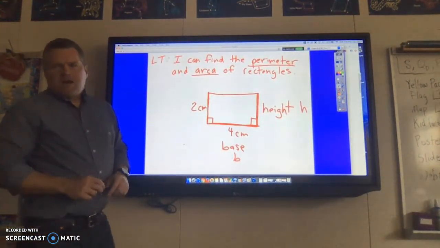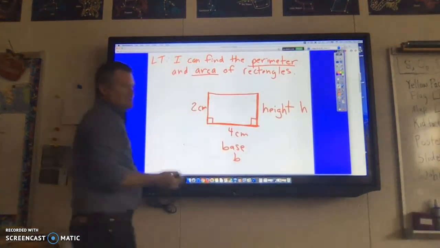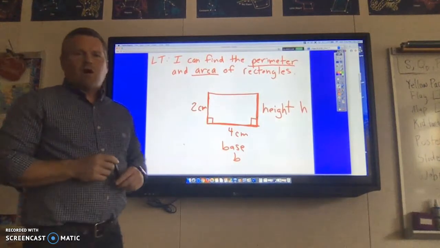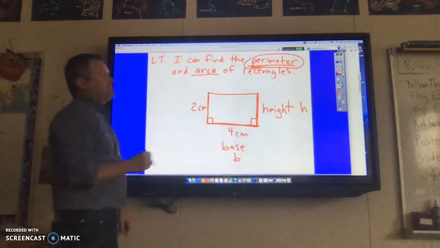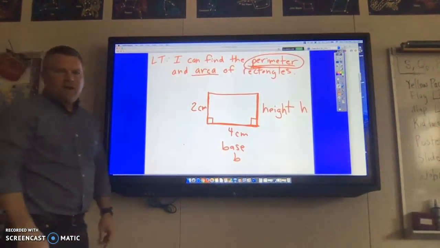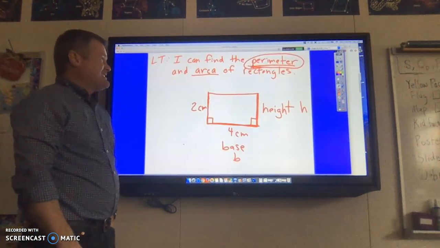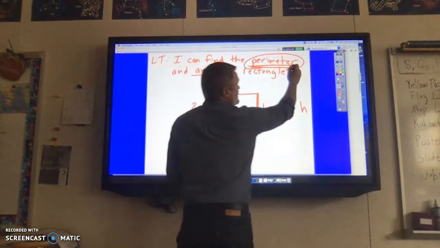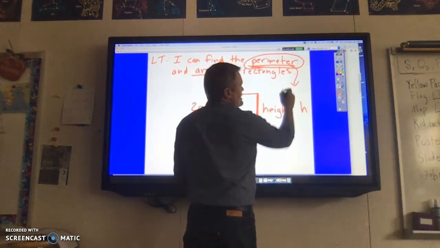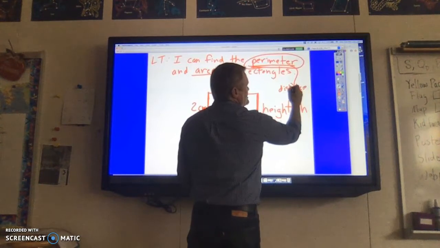All right. So now that you know that this is called the base, and this is called the height, we're going to move into the first part of our learning target. Look at here. Perimeter. If we're going to find the perimeter, it is just a distance. So maybe in your notes right now, take your perimeter and write a few notes about it. It's a distance around the edge.